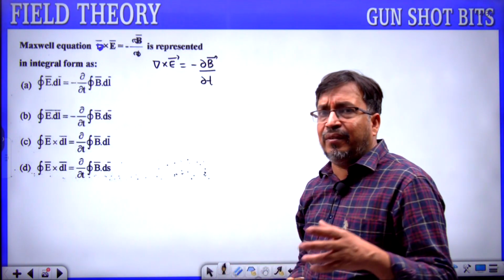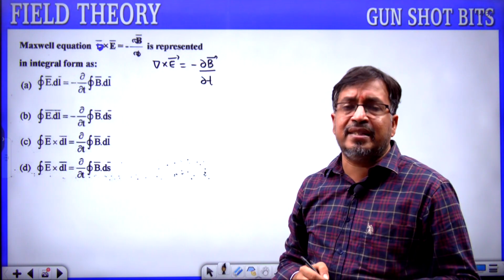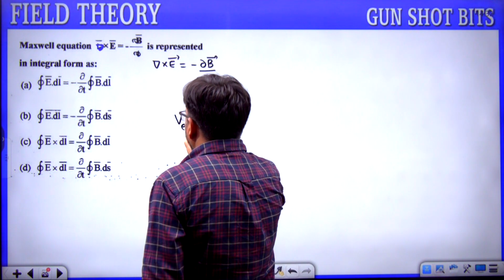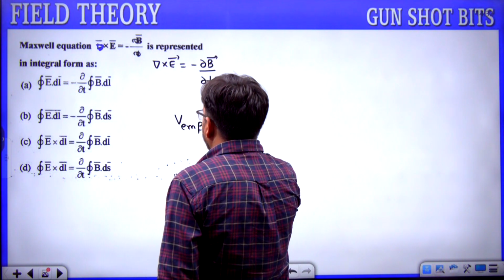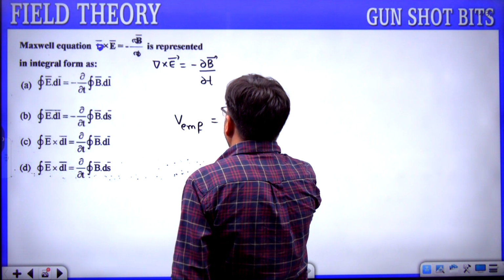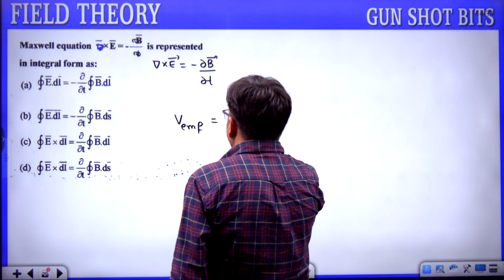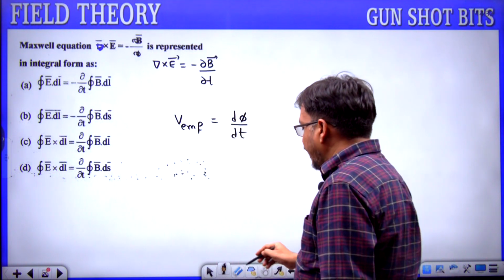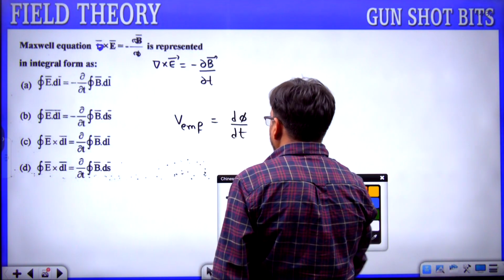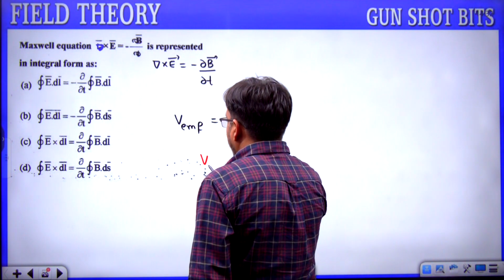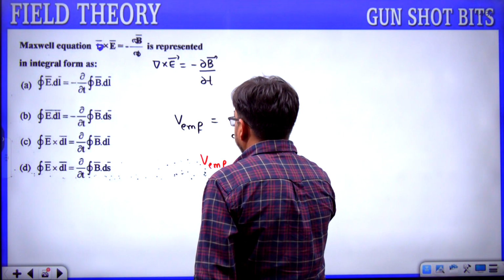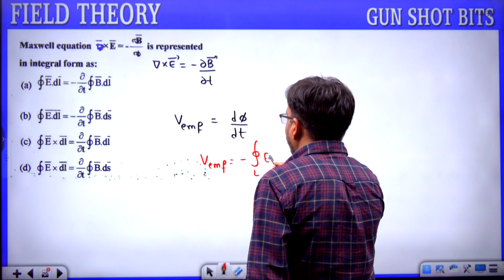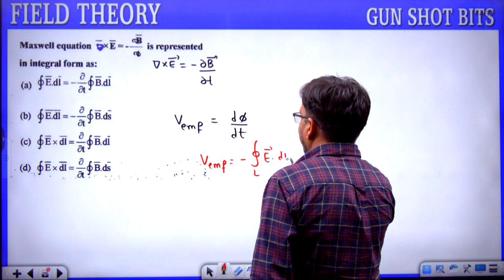See here, this equation is derived from Faraday's law. What is Faraday's law? An EMF will be induced in a closed circuit when the flux is varying with respect to time. V EMF equals d phi by dt. And here I am considering EMF in terms of voltage. So, V EMF equals minus closed loop line integral of E dot dl, the induced EMF.